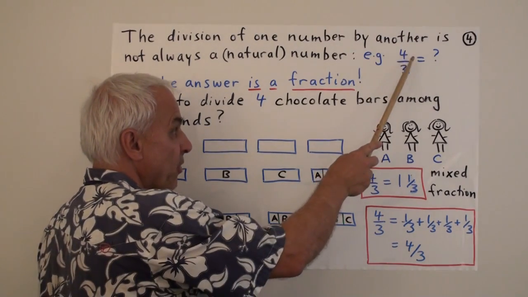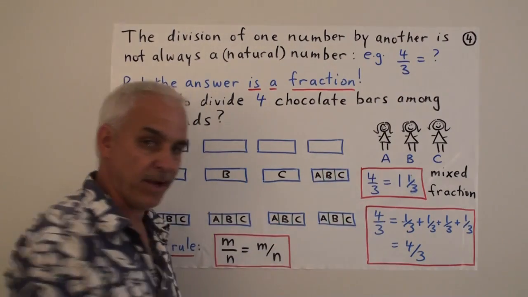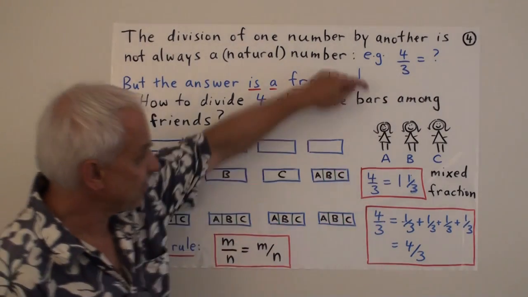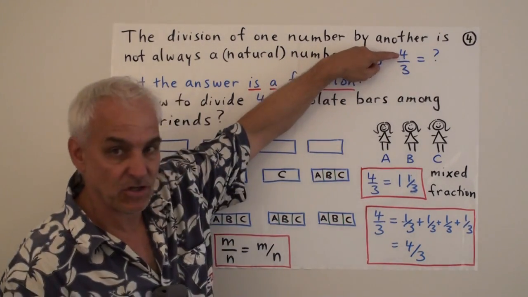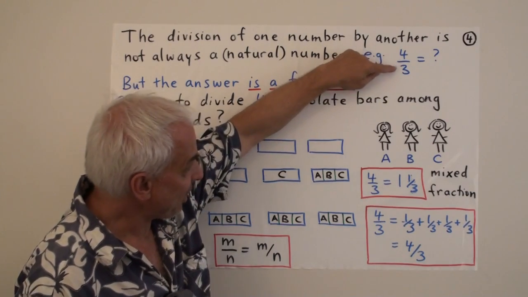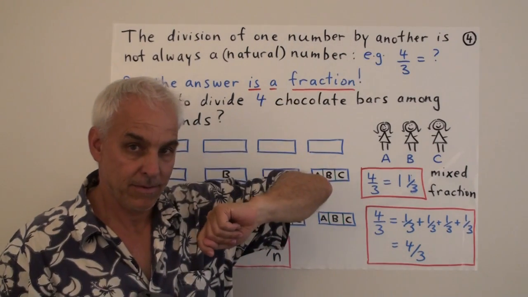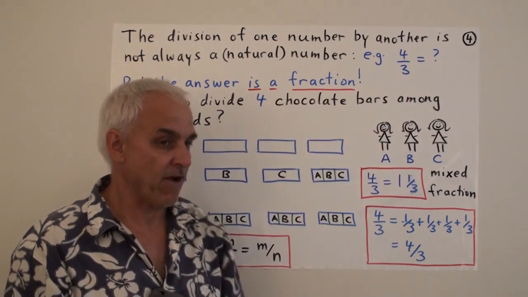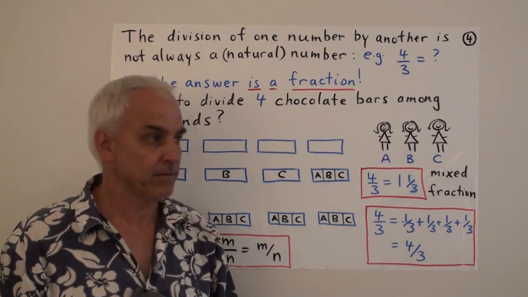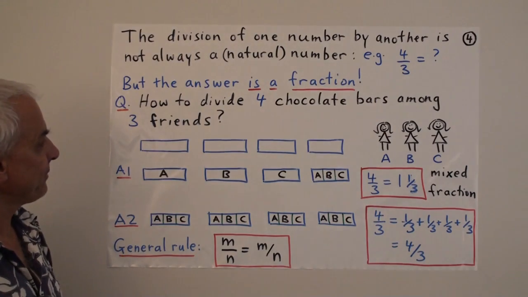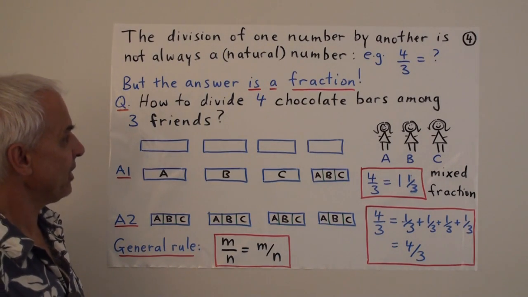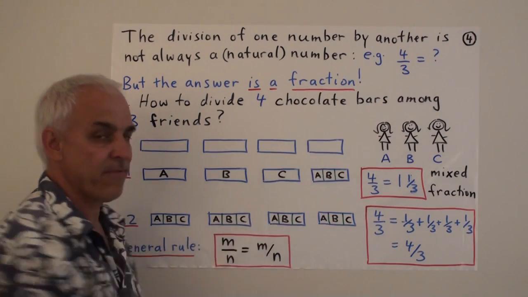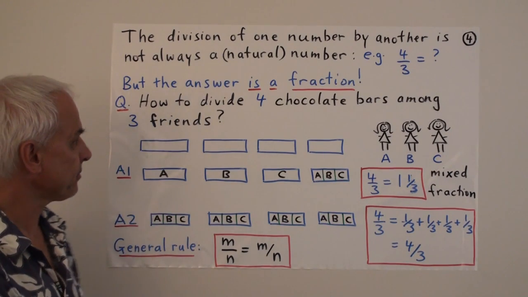Suppose we have the question, what is 4 divided by 3? This horizontal line means division. We have the number 4 divided by the number 3. So when you're in grade 3 or something, if I asked you what's 4 divided by 3, you'd say, oh, it doesn't divide. Okay, but you can still do it if you have some fractions to help you.